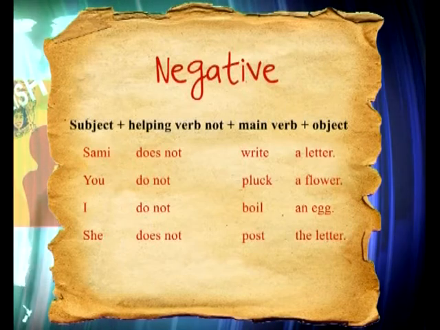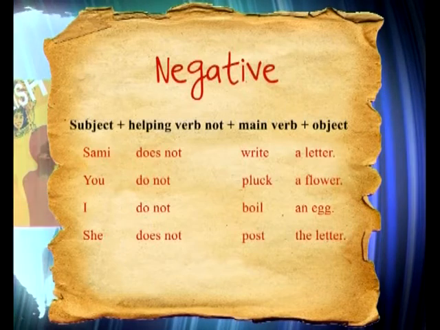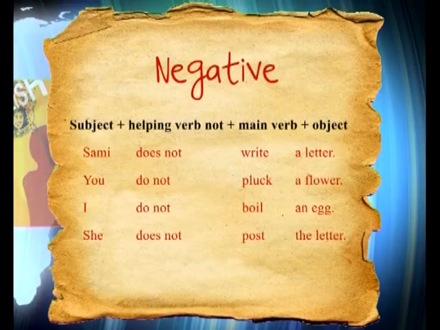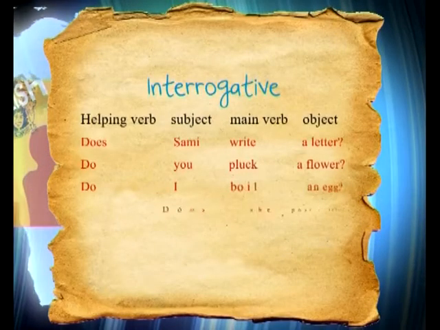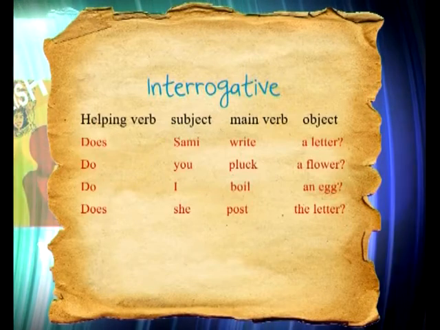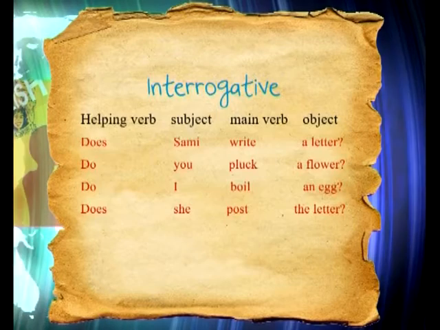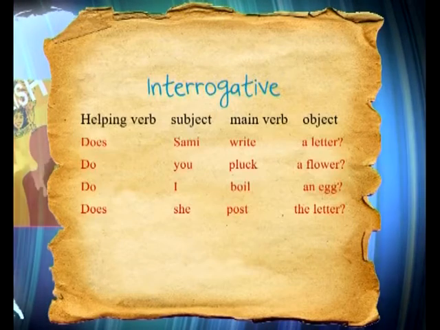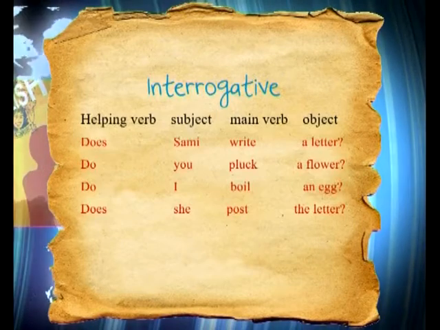Similarly, you do not pluck a flower, I do not boil an egg, but she does not post the letter. Does with she, don't forget. The third aspect, interrogative, that means question. Here the formula changes slightly. The helping verb, that is do or does, comes to the beginning, subject goes after that, and the main verb, and then object if needed.